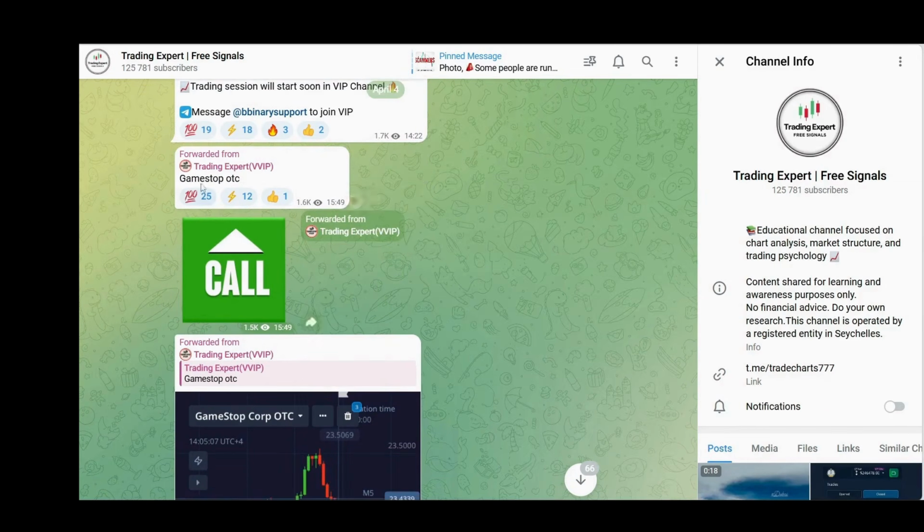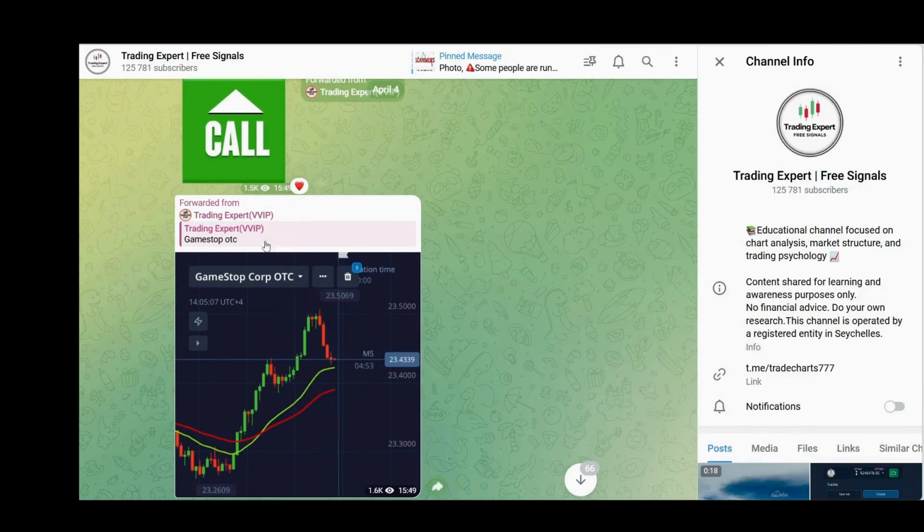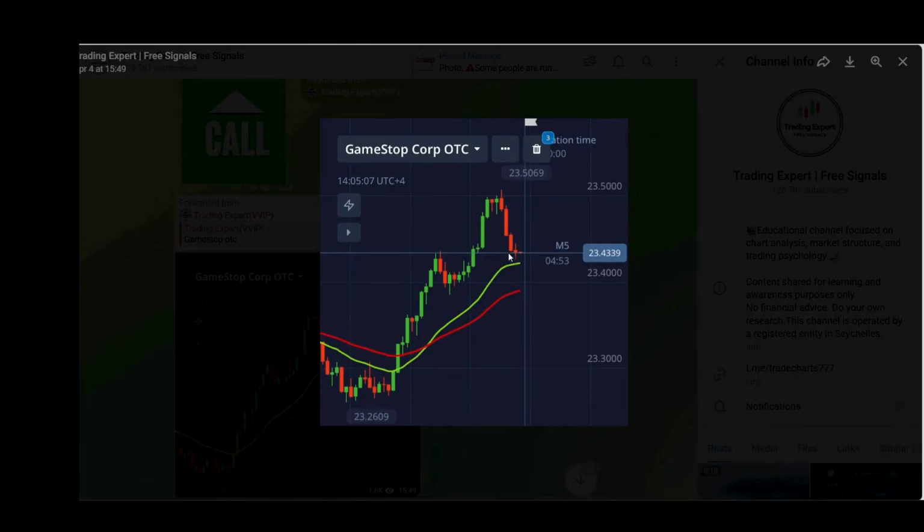We gave our first signal in the VIP group on GameStop OTC for the call side. As you can see, there was a moving average and also an uptrend, which is why we provided a signal for an upside move. You can also see a support level here, and from that support level, this was a clear pin move.